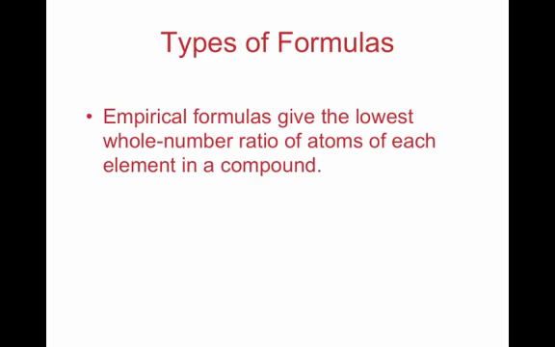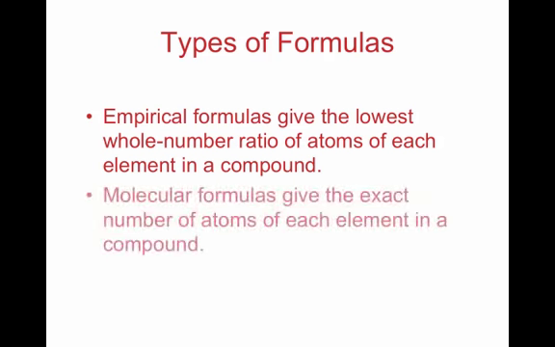We have 2 different types of formulas. Empirical formulas give the lowest whole number ratio of atoms of each element in a compound, and typically we use these with ionic compounds. And we have molecular formulas, which give us the exact number of atoms of each element in a compound. That's useful for a couple of different things. A couple examples of molecular formulas would include water, H2O, carbon dioxide, carbon monoxide, CH4, methane, and hydrogen peroxide, H2O2.